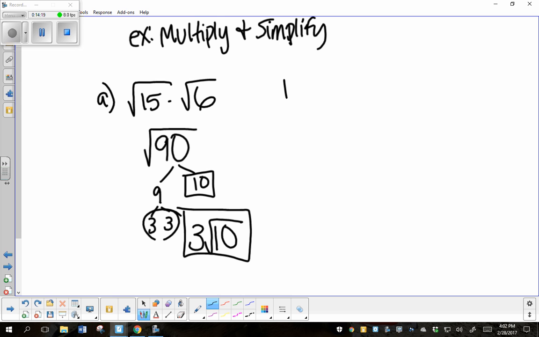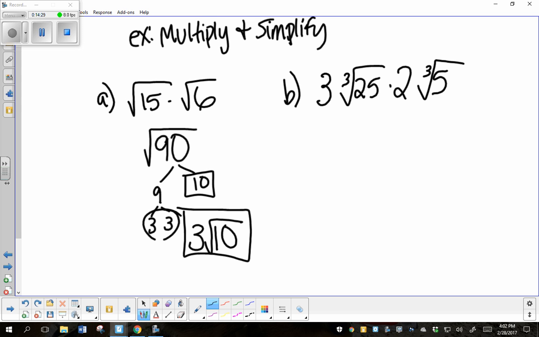All right, 2 more. This one is going to be 3 times the cube root of 25 times 2 times the cube root of 5. So get that one written down.